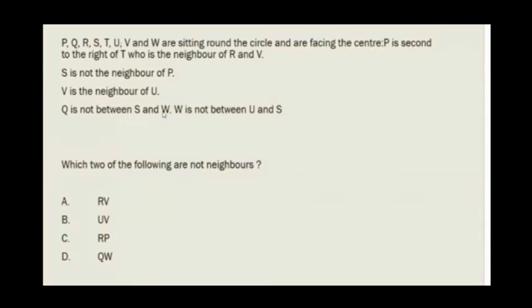Now we have P, Q, R, S, T, U, V, W. Totally how many are there? 1, 2, 3, 4, 5, 6, 7, 8. Eight people are sitting around the circle and facing the center. So let me take the circle. This clearly says they are facing the center. That is nothing but P, Q, R, S, T, U, V, W.